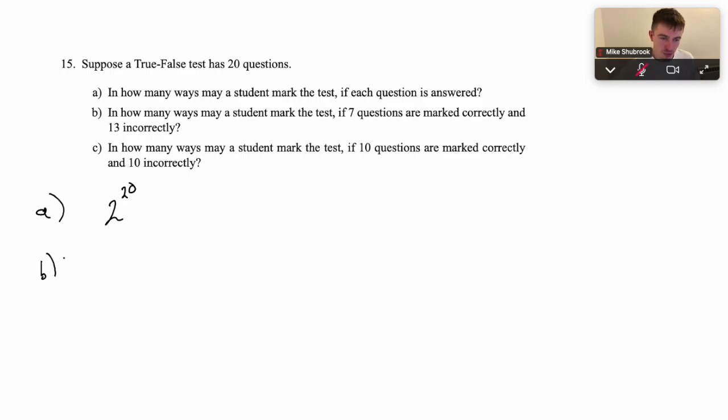In how many ways may a student mark the test if 7 questions are marked correctly and 13 incorrectly? So notice that we don't care about which questions are marked correctly or incorrectly. So the answer is, I have 20 and I choose 7 of them to be correct. And this is exactly the same as if I have 20 and I choose 13 to be incorrect.